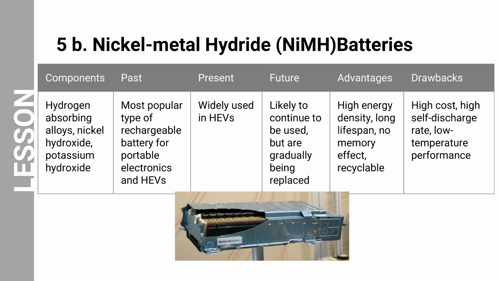Nickel metal hydride batteries have drawbacks. They are more expensive than other types of batteries, such as lead-acid batteries. They have a high self-discharge rate, meaning they lose power over time, even when unused. This can reduce the amount of time that an HEV can run on a single charge. Their cold weather performance is not as robust as other battery types, such as lithium-ion batteries.